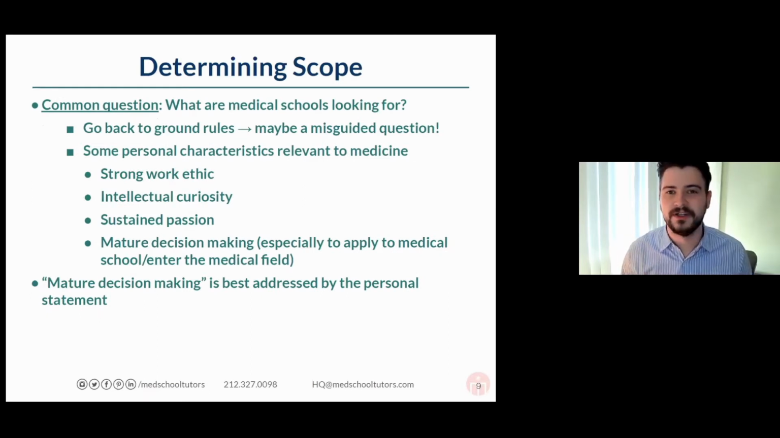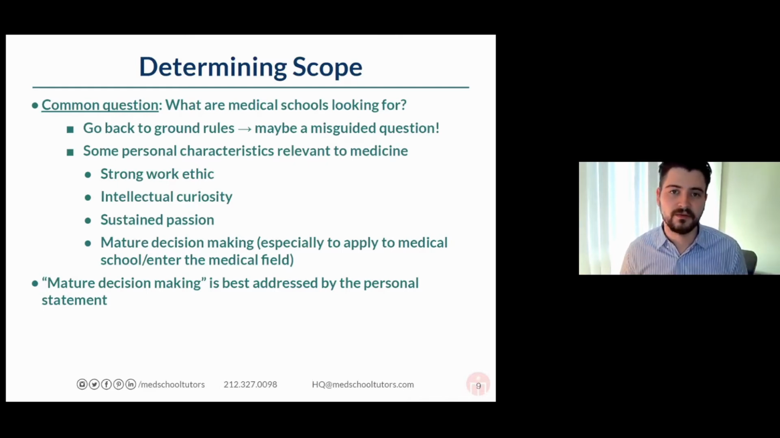A common question that I get from my students, though, is, well, what are medical schools looking for? And I want to come back to our ground rule of being our best selves and putting forward a self that we're proud of and that we've shown in the best possible way. So I would say that the question, what are medical schools looking for, might be a little bit misguided. There are personal characteristics relevant to medicine that you might hope to capture through talking about experiences that are meaningful to you. But at the end of the day, this really is about capturing who you are and what you will bring as a personal identity to medical training.